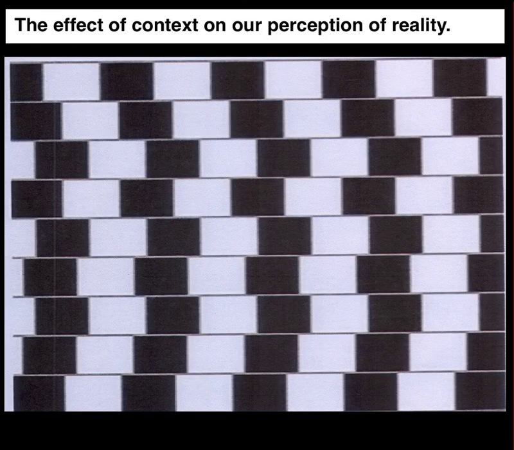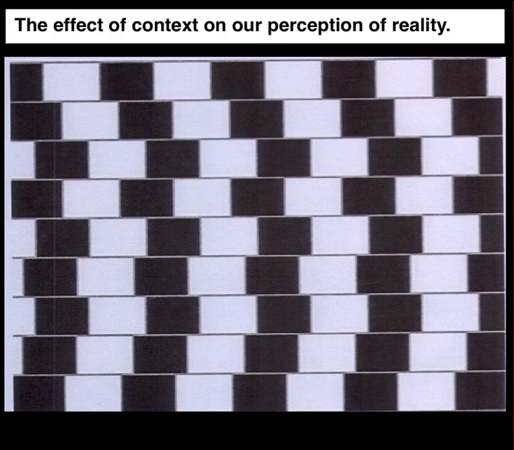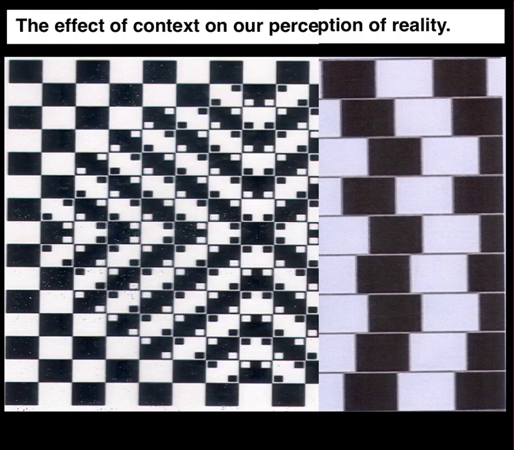Here's another example. Now, obviously, these lines are not parallel. Or the question becomes, are they? They sure don't look parallel, but then again, they do now. So what's the reality here? This is another example of how the context that data is presented in shapes and possibly distorts our understanding of what is and what is not reality.